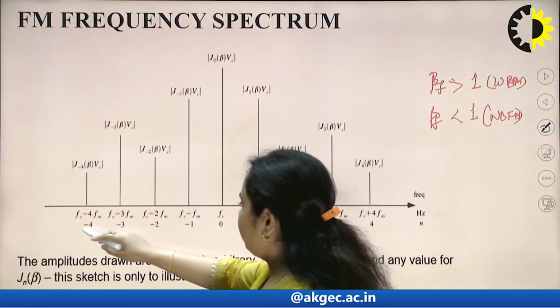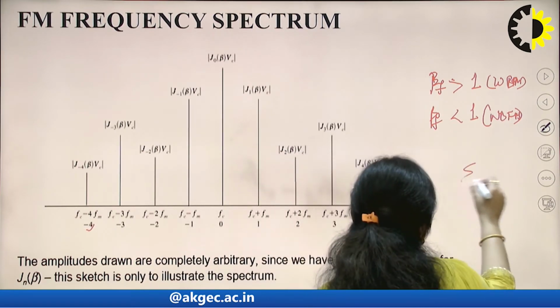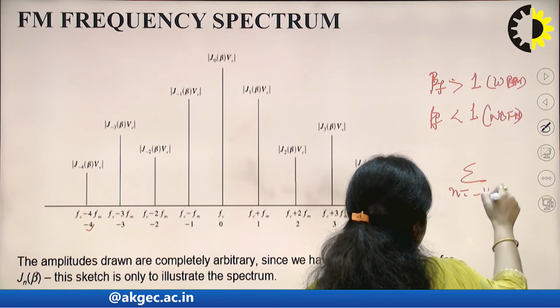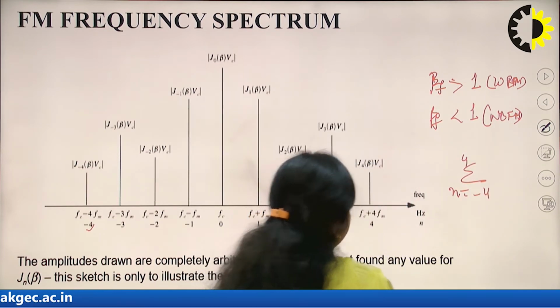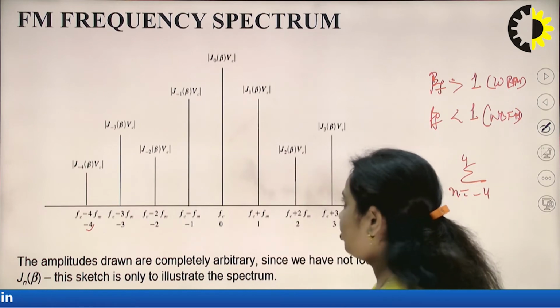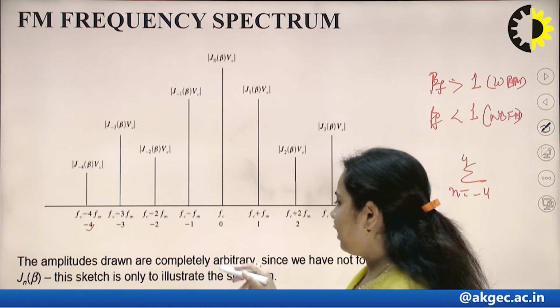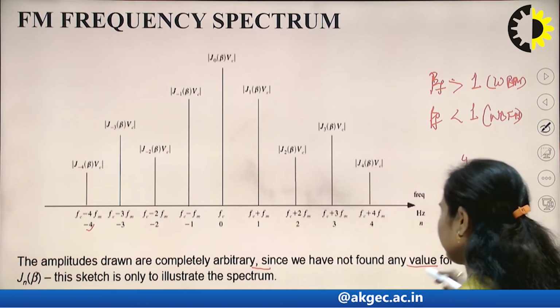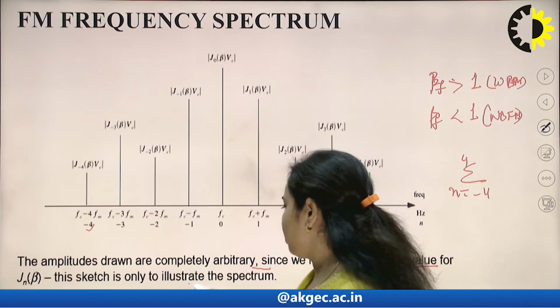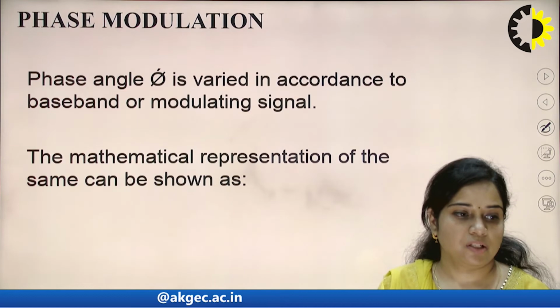Now you can see that this starts at n equals -4. So n is from -4 to +4. We have drawn this waveform from -4 to 4, and the amplitudes drawn are completely arbitrary, since we have not found any value for Jn(beta). So this sketch is only used to illustrate the spectrum.